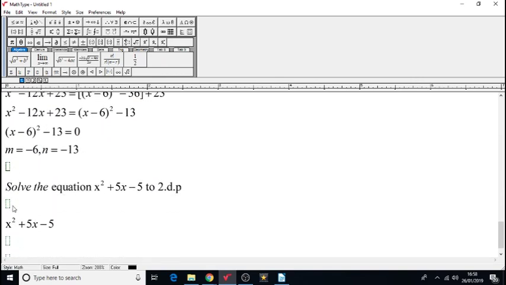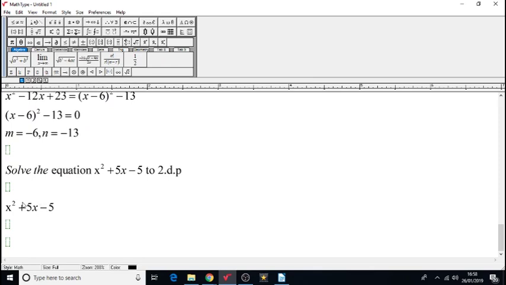Let's move on to the final question. Solve the equation x squared plus 5x minus 5 to 2 decimal places. So same process as we've done with the first question, same steps. This time, just like with the first question, we're going to find what x is equal to. First, we need to identify what a, b, and c are. So a is equal to 1, b is equal to 5, and c is equal to minus 5.